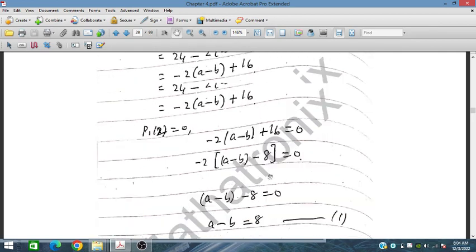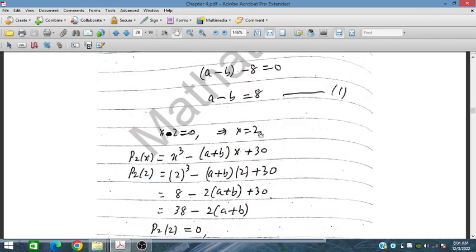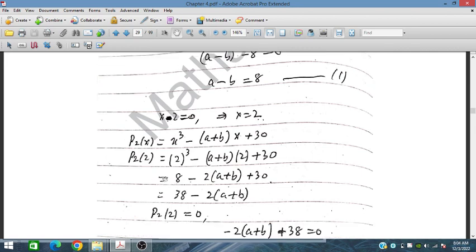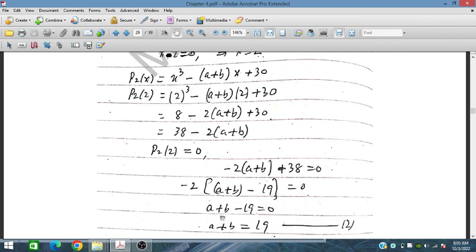X minus 2 is also satisfying the second polynomial. In the second polynomial, we have x cube minus a plus b x plus 30. In place of this x, we have this 2. We now simplify it, and we have obtained this. Since x is equal to 2 is satisfying, this is equal to 0. So 38 minus 2 will be equal to 0. So take out this common factor, and a plus b is equal to 19. This is the second equation.